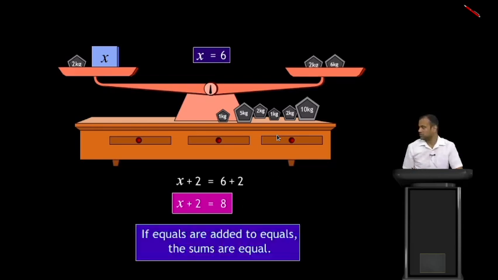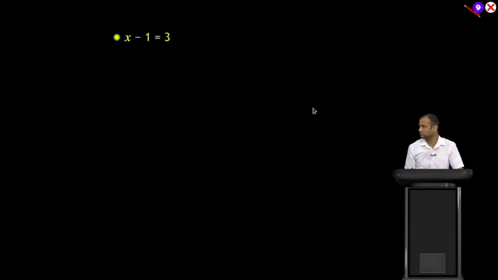So what does it say? If equals are added to equals, the sums are equal. If we have to solve any equation and if we add any number both sides, we will get the equals. Like this is the equation and you have to solve this one, meaning you have to find the value of x.